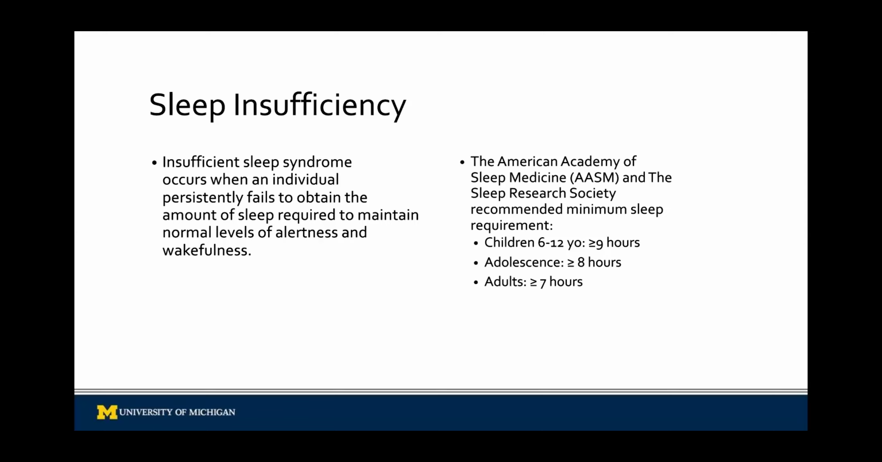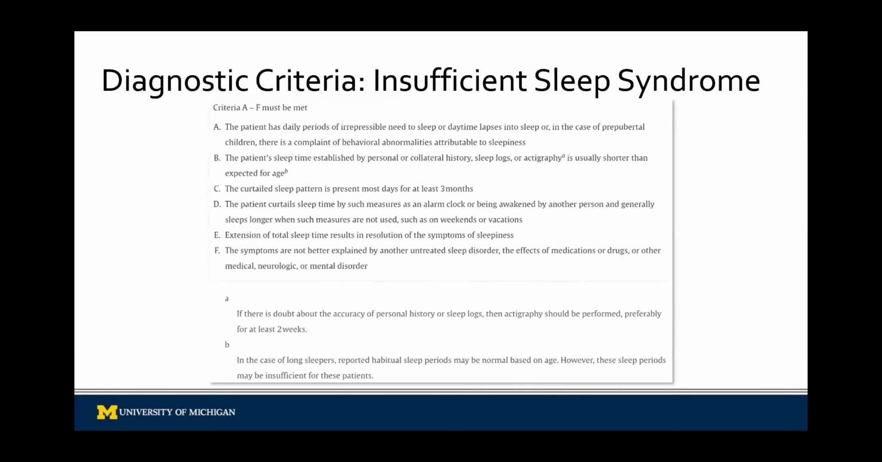So children 6 through 12 need greater than 9 hours, adolescents are recommended at least 8 hours, and for adults the minimum is 7 hours of sleep per night. I included a screenshot of the diagnostic criteria for insufficient sleep syndrome per the ICSD-3-TR. One of the main features is that these patients have an irrepressible need to sleep or have daytime lapses into sleep.